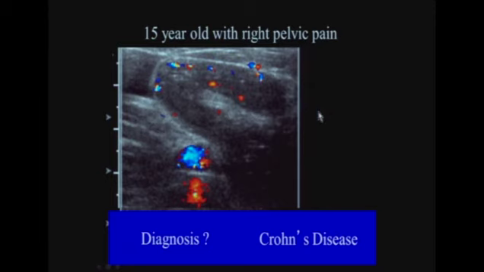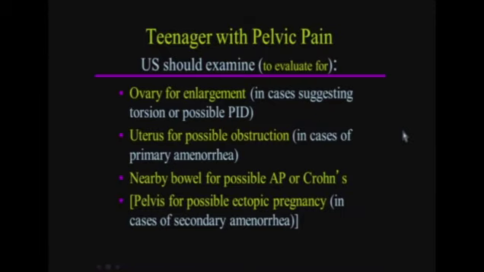and the person had some free fluid. So, to sum it up, teenager with pelvic pain, ultrasound should be used to examine and evaluate the ovary for enlargement in cases suggesting torsion or possible PID. Check the uterus for possible obstruction in cases of primary amenorrhea in particular. Check nearby bowel for appendicitis or Crohn's disease.